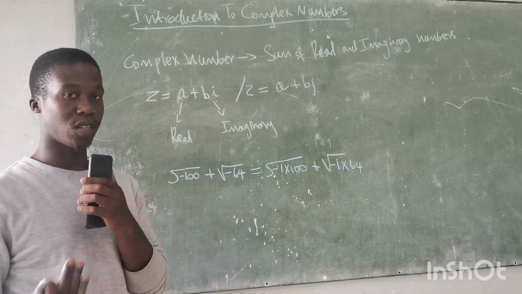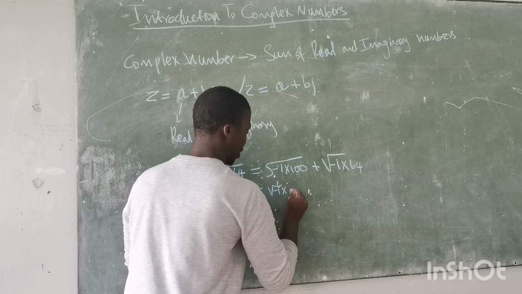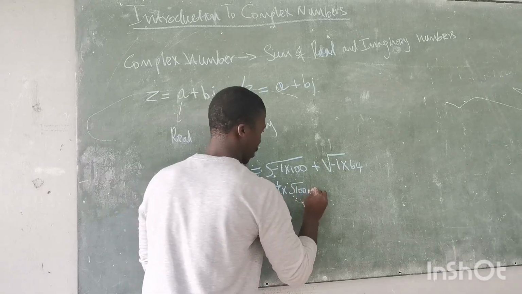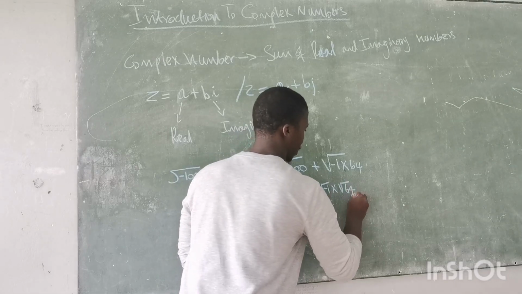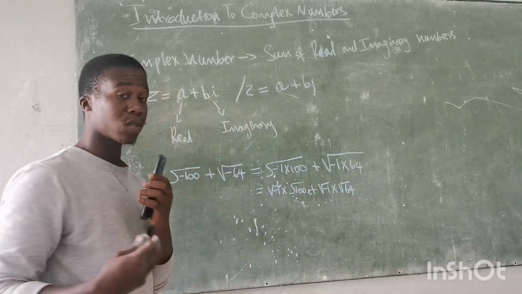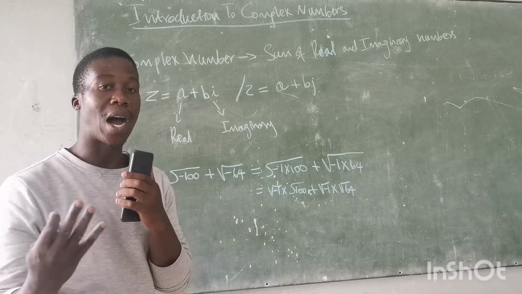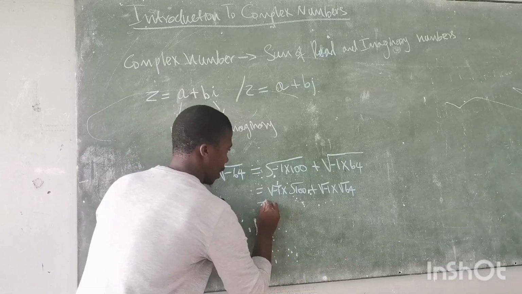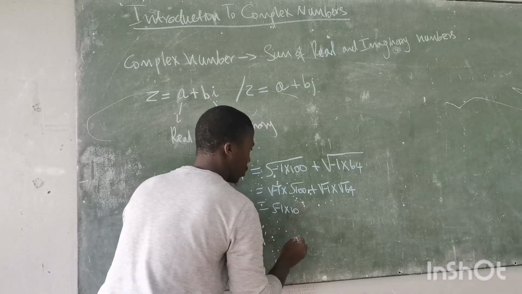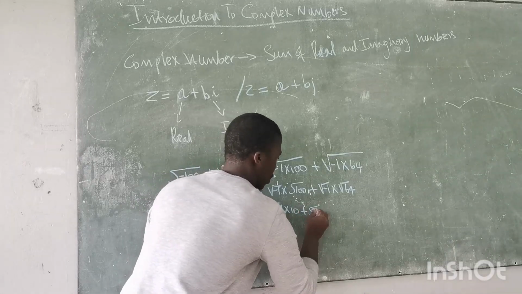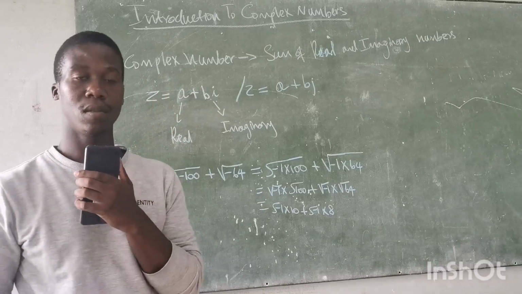Basically, it's going to be root negative 1 multiplied by 100 plus root negative 1 multiplied by 64. So the square root is 100, which is 10. The square root of minus 1 is i or j. So the number basically is going to be root negative 1 multiplied by 10 plus root negative 1 multiplied by 8. The square root of 64 is basically 8.